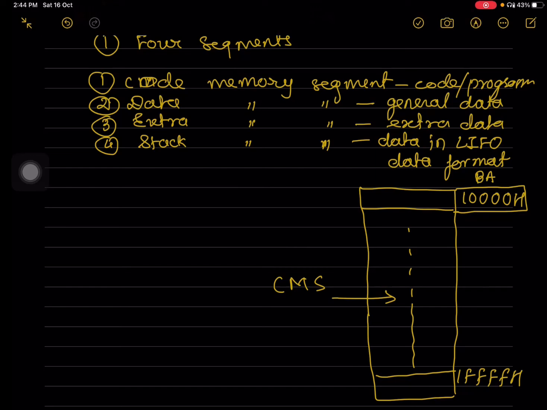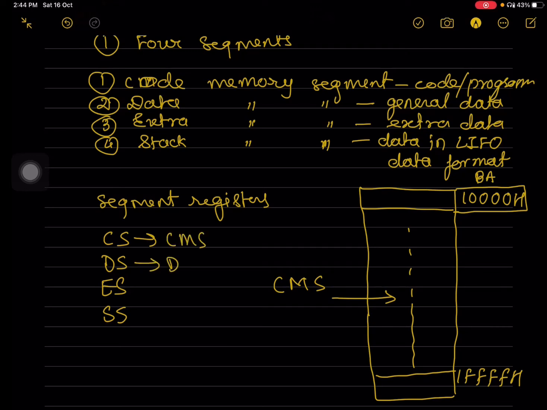For these four memory segments which are defined here, code, data, extra and stack, there exist four segment registers in the microprocessor architecture. These four segment registers are CS, DS, ES and SS, corresponding to the code memory segment, data memory segment, extra memory segment and stack memory segment respectively. So CS is a 16-bit segment register in the microprocessor. The purpose of this segment register is to save the segment address.